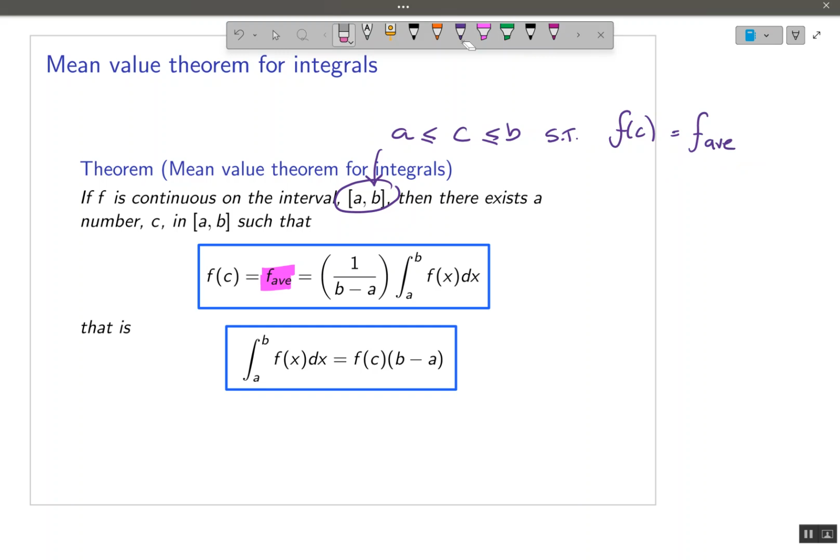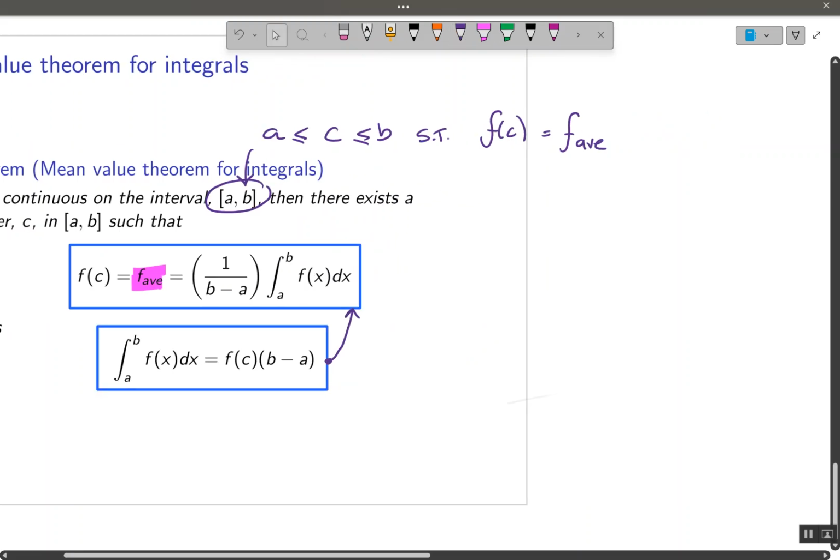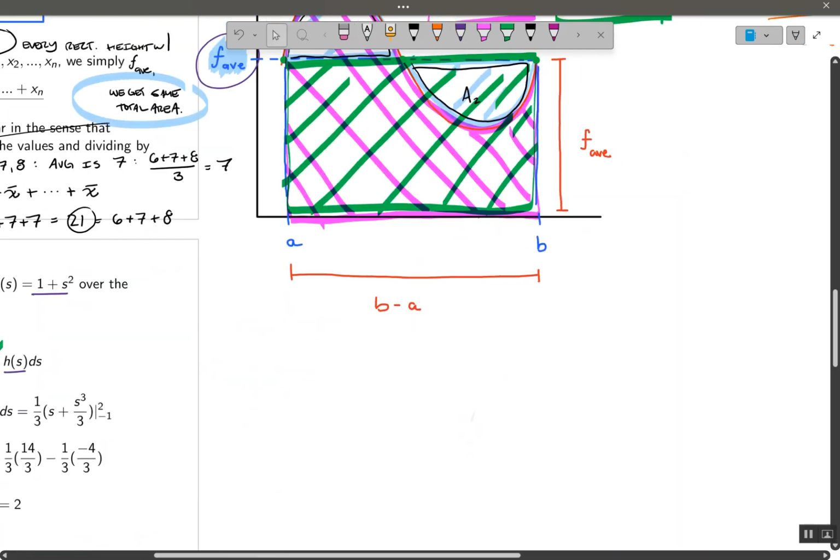The last line right here is just rewriting this, just multiplying both sides by b minus a. But actually, I think it's better to start here and come here, right? This is the picture that we had from the previous slide.